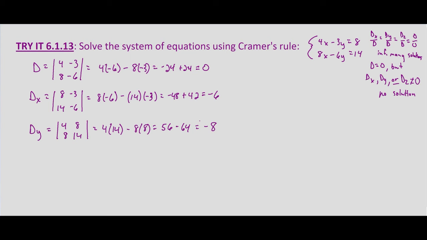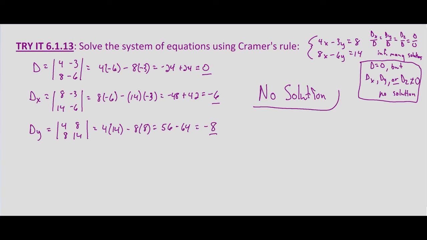And as you can see, D equals 0, but Dx and Dy both equal something that is not 0. So that's this second situation up here. The determinant for the coefficients equals 0, but each one of the variable determinants does not equal 0, and that means that there is no solution to the system of equations.